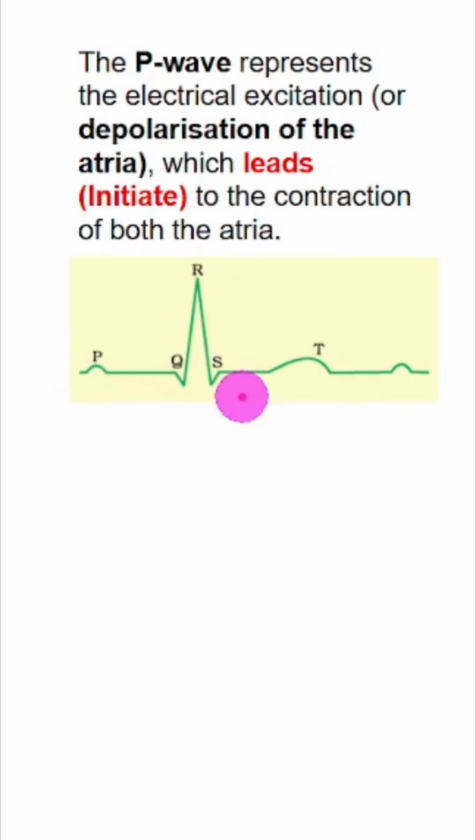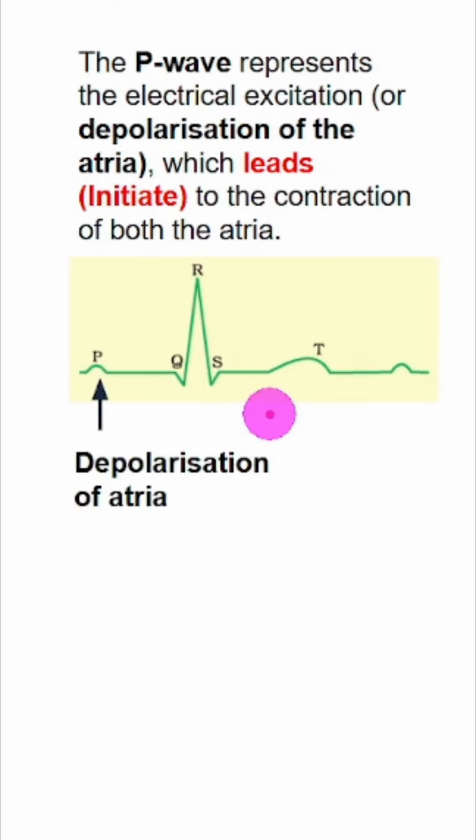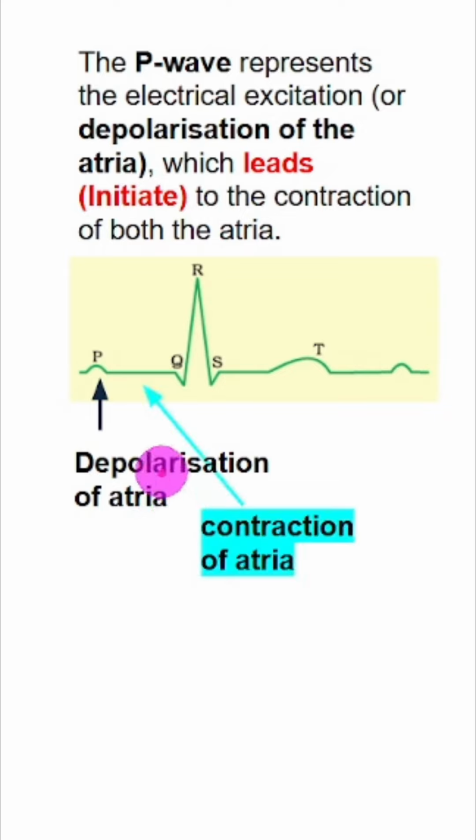This is the electrocardiogram representing different peaks: P wave, QRS wave, T wave. So number 1, P wave represents depolarization of atria. This is followed by contraction of atria. So there is a time delay between these two events. The reason is electrical signals travel very fast compared to actual contractions of muscle.